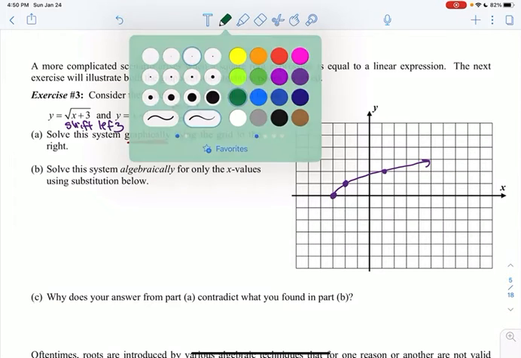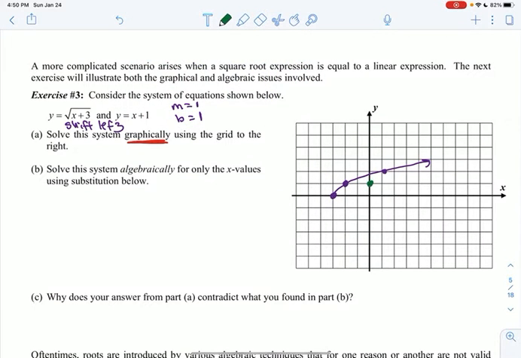I'm just going to grab a different color, and then I'm going up 1 over 1, up 1 over 1, up 1 over 1, all right? And I can even go down 1 to the left 1. And then I draw my line. I'm just going to get this as straight as I can. And you can see there is a solution.